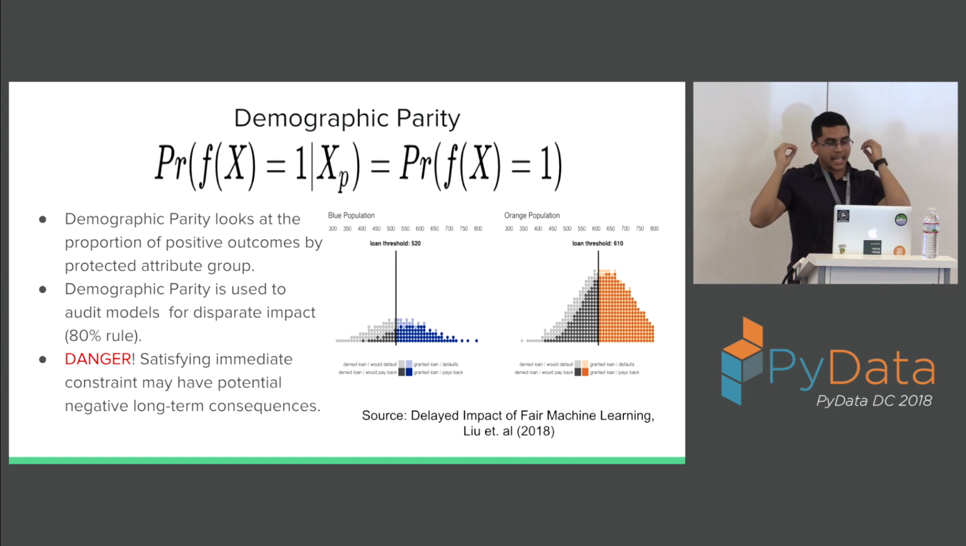So if you just think about satisfying the immediate thing without thinking about the long term, you can eventually hurt that population in the long run. You can cause their credit scores to go down in the long run just because you satisfy the immediate need of, we need to give about X many loans in order to satisfy this constraint.